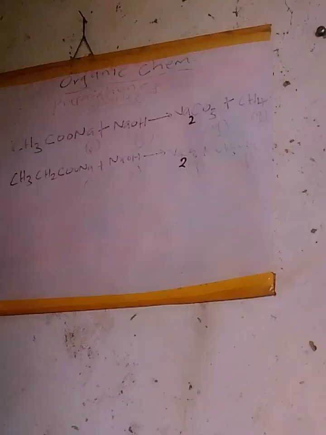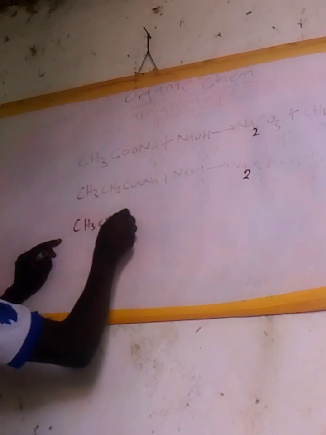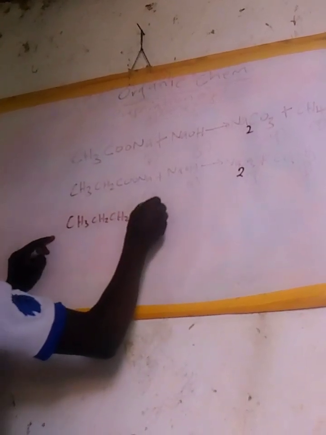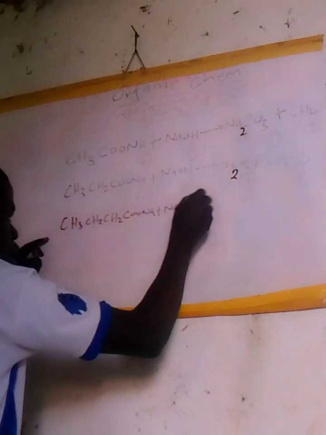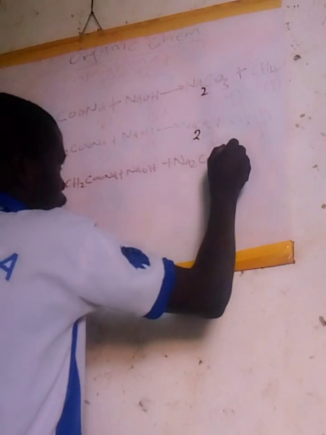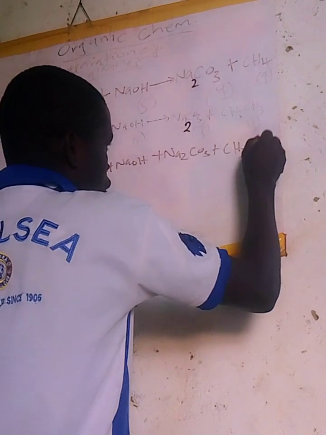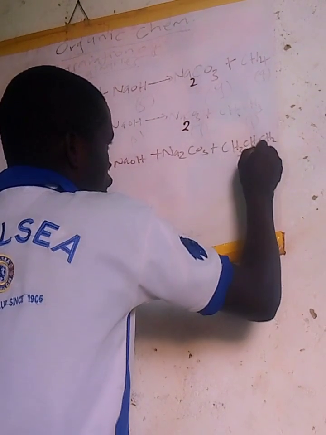For example, when you want to prepare butane, you use sodium pentanoate. So CH3, CH2, CH2, then C, then O, O, then Na plus sodium hydroxide. You get sodium carbonate plus butane, CH3, CH2, CH2, CH3. That is now butane. So this equation is also balanced. So that is how we prepare alkanes.